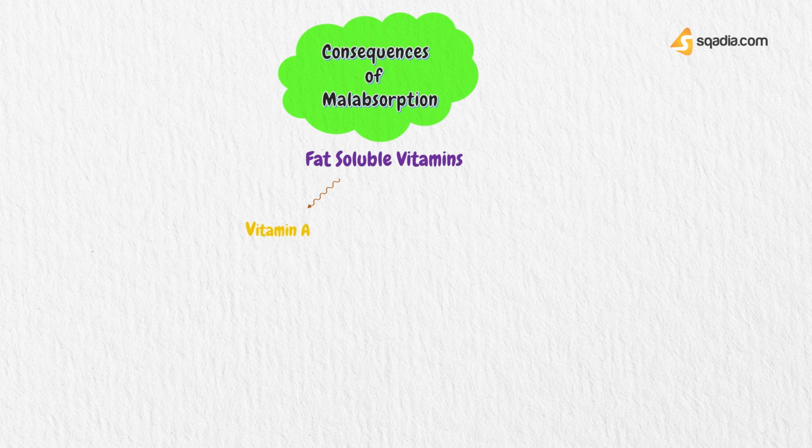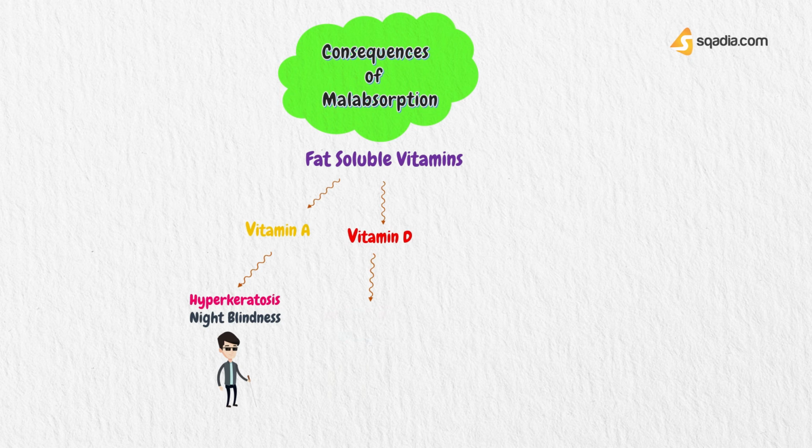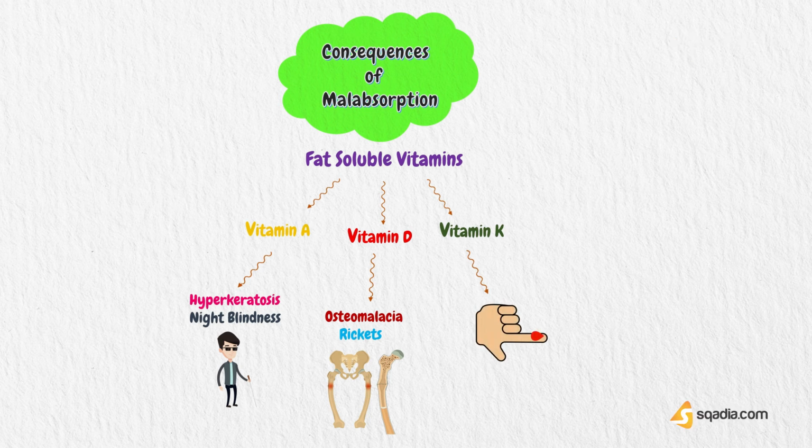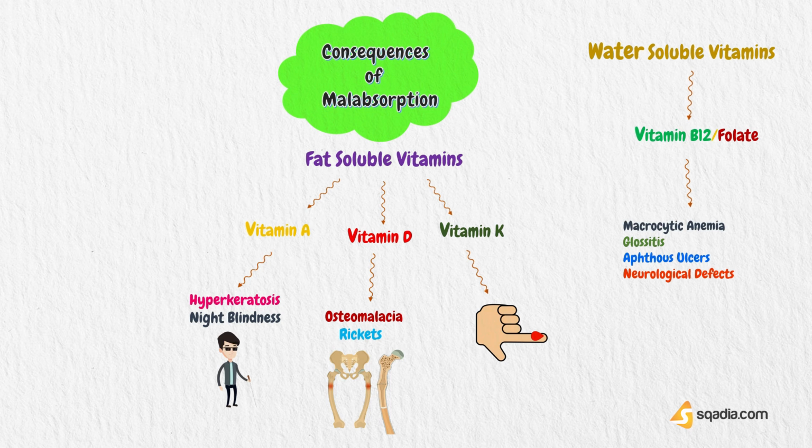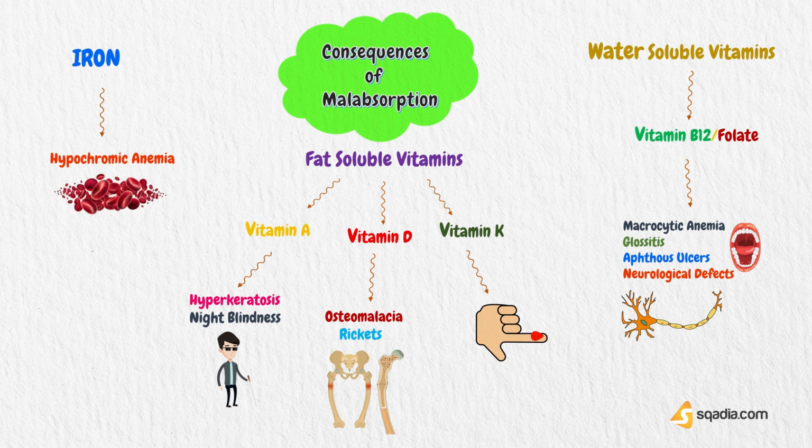For example, vitamin A deficiency can lead to hyperkeratosis and night blindness. Vitamin D deficiency can cause osteomalacia in adults and rickets in children. Vitamin K deficiency can cause bleeding. Then malabsorption of water-soluble vitamins like vitamin B12 and folate can lead to macrocytic anemia, glossitis, aphthous ulcers, and neurological defects due to nerve degeneration. Iron malabsorption can lead to hypochromic anemia.